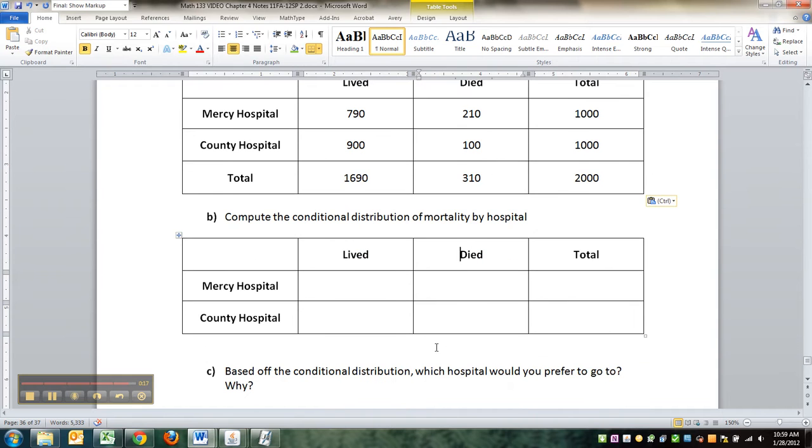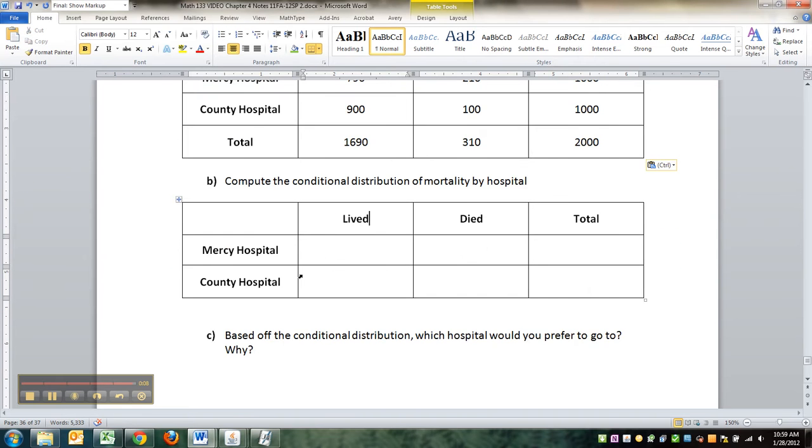Cool. Now we're going to compute the conditional distribution of mortality by hospital. All right. So, we're not going to have time for it right now. I'll see you back here to do that next time.